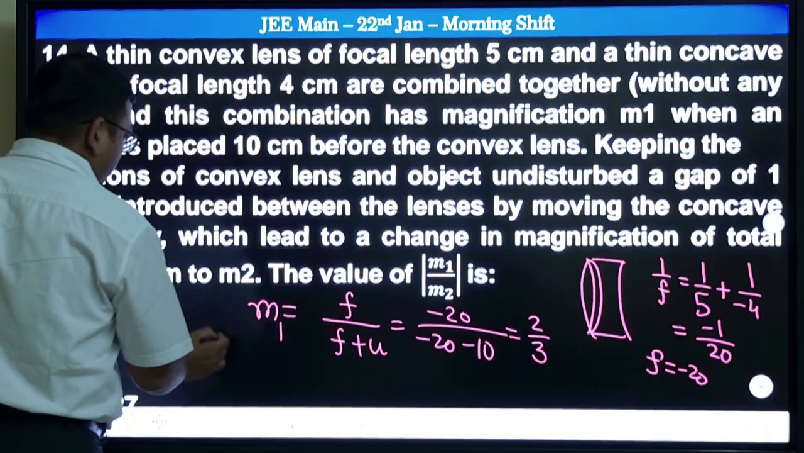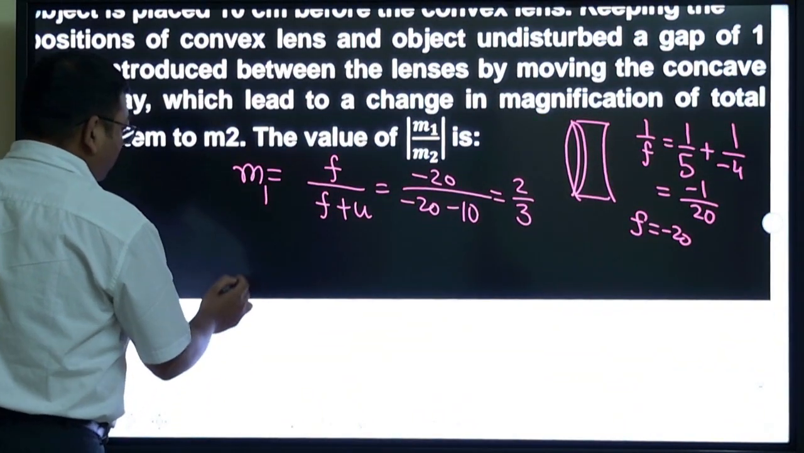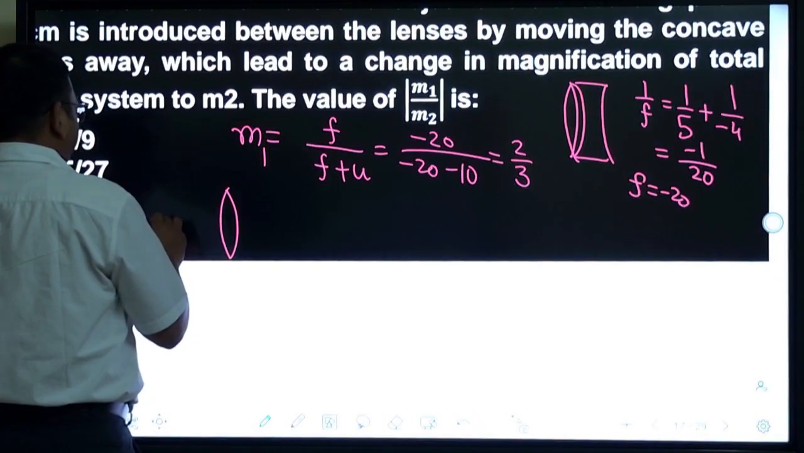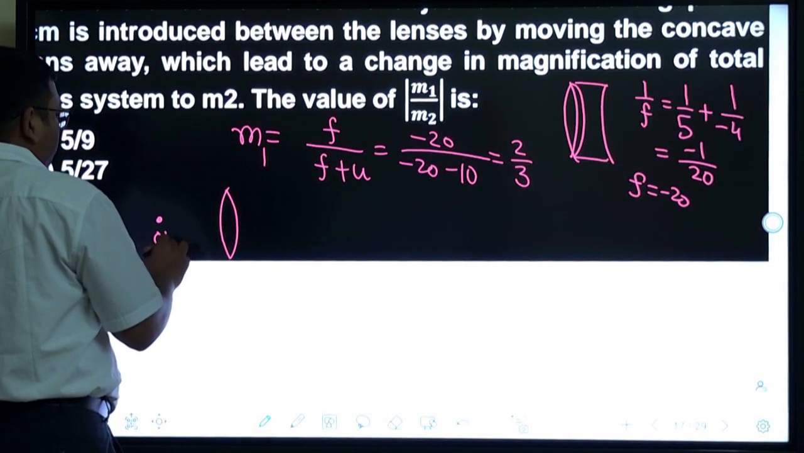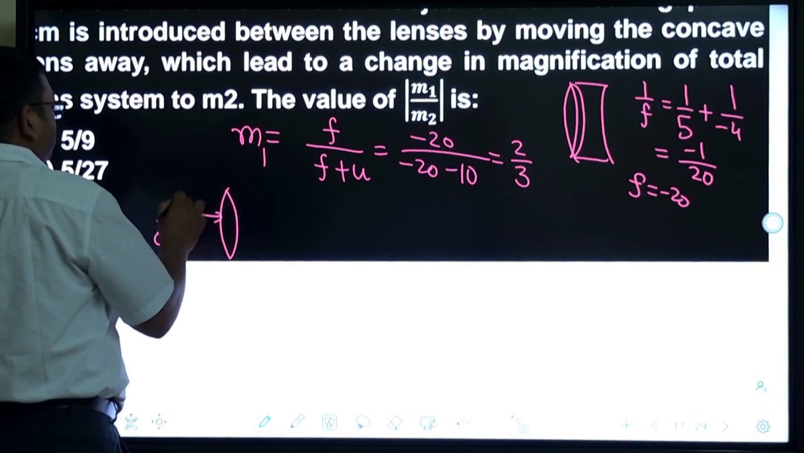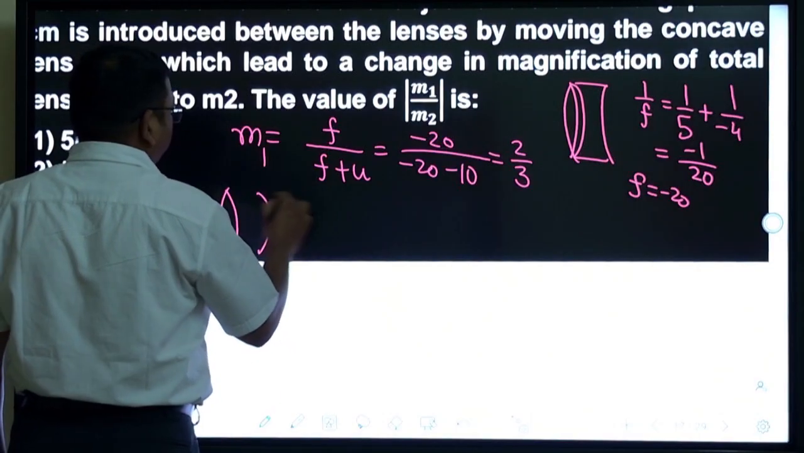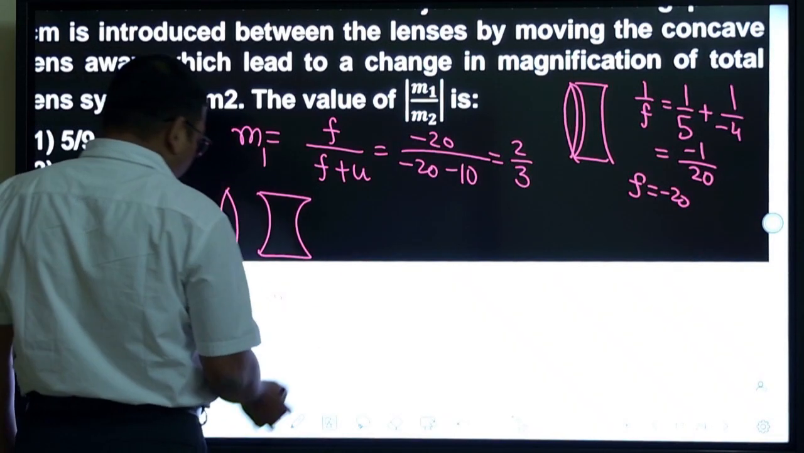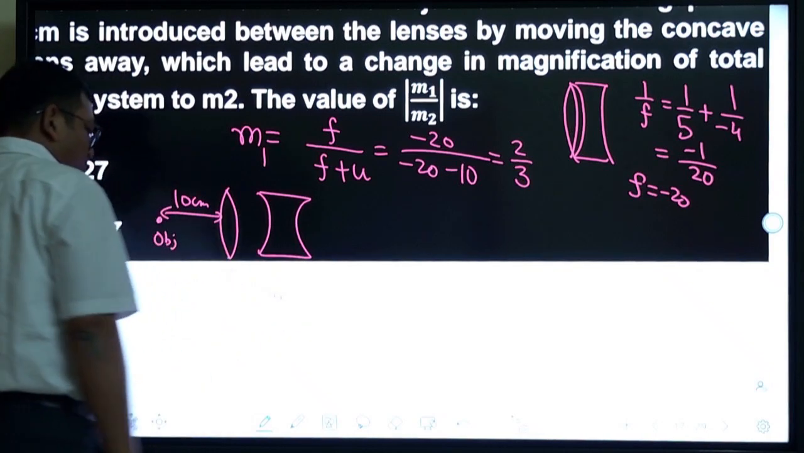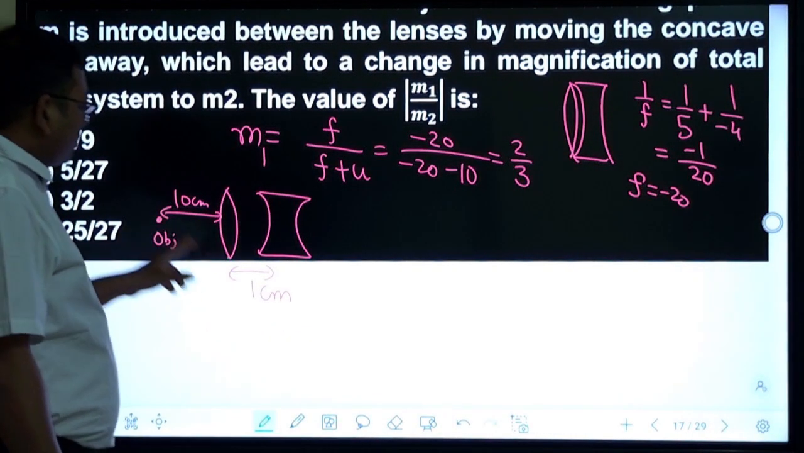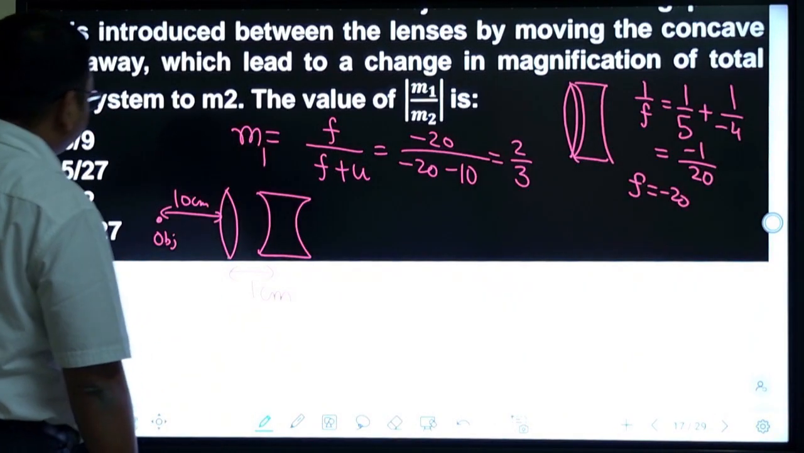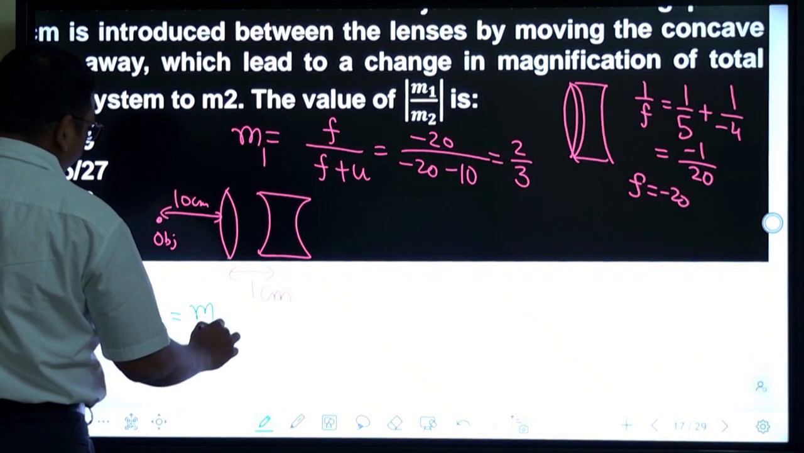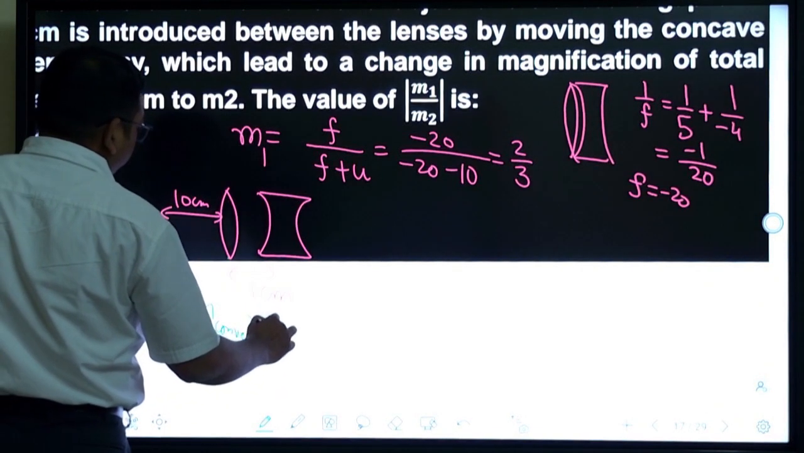So try to think of the basics here. What happens is that this convex lens and object are the same. Object is 10 centimeters away, but this concave lens is now separated by 1 centimeter distance. Then they are asking for the magnification. So we can try to calculate magnification from the first lens first, because the final magnification M2 can be taken as magnification due to convex into magnification due to concave.